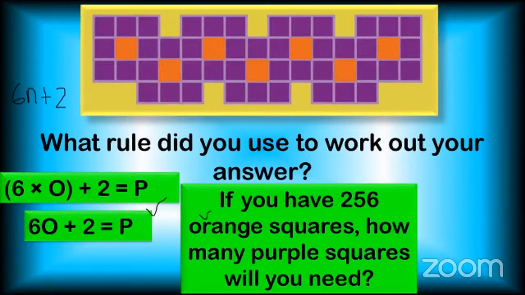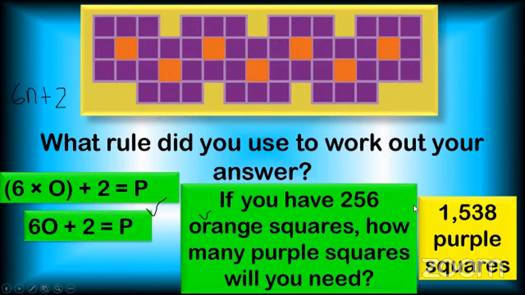Tori Senior, good, I remember your name. Tori says 256 times 6 plus 2 is equal to 1,538. Call Me Leah is saying the same thing here. And you guys are definitely on the ball because that is how we will be working this out. So the answer is definitely 1,538 purple squares. Awesome. That is definitely how we will figure out the answer.